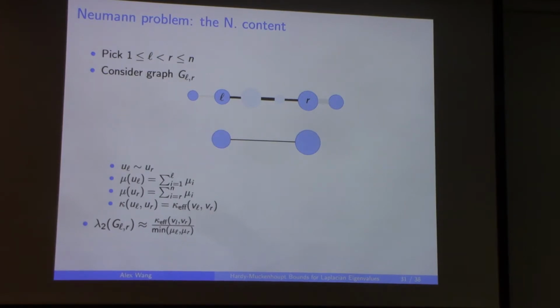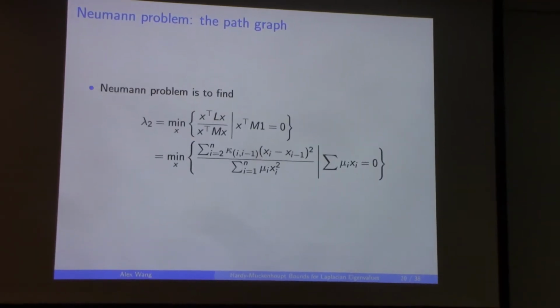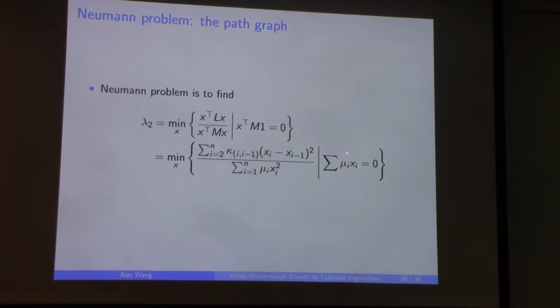Is there a physical interpretation of the boundary condition now? Yes, let me go back. You sum over all the vertices mu i x i. Mu is the mass and x is the position, and you want that to be 0. That's just saying that the center of mass must be at 0. That's one of the interpretations.